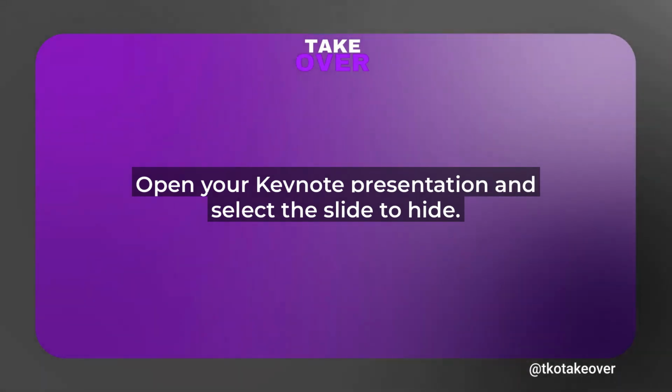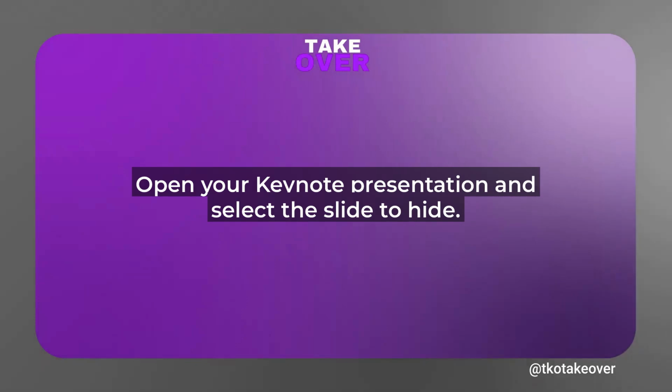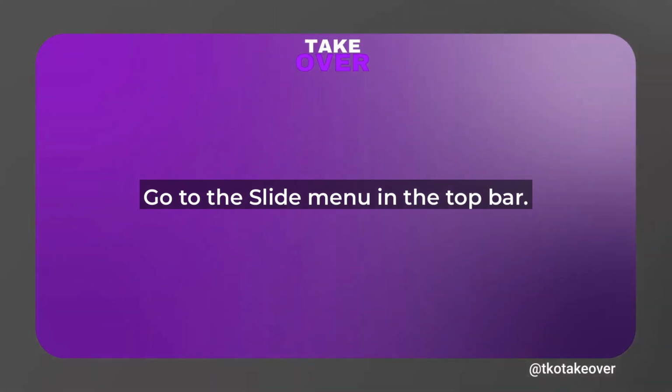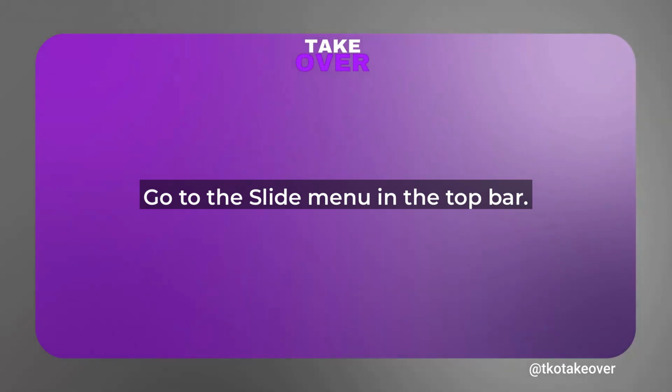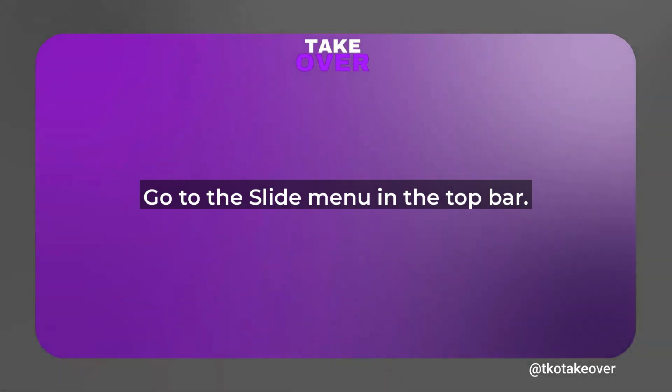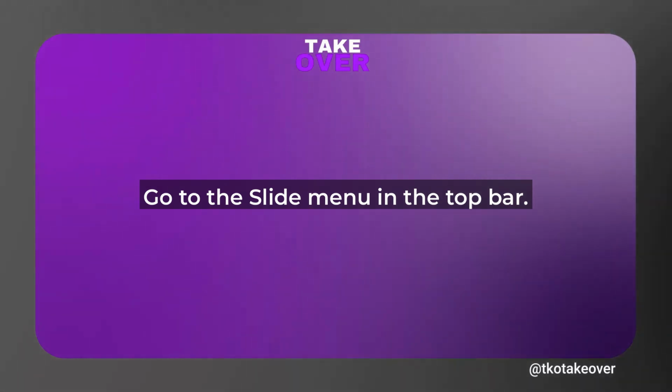Let's jump right in. First things first, make sure you have your Keynote presentation open on your Mac or iOS device. It's that sleek Apple software we all love for its smooth interface. Now, locate the slide you want to hide. You can do this in the slide navigator on the left side of the screen. Just click on the thumbnail of the slide to select it.